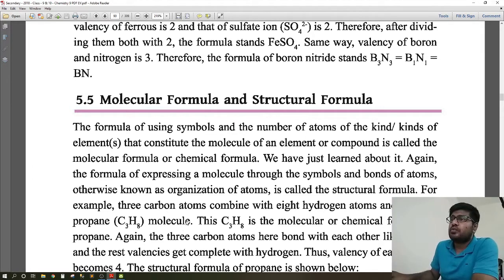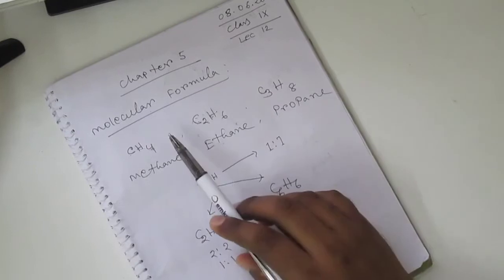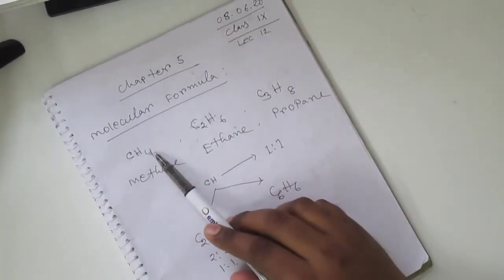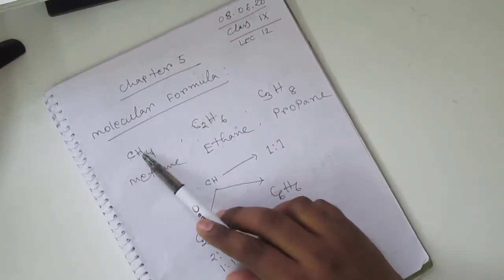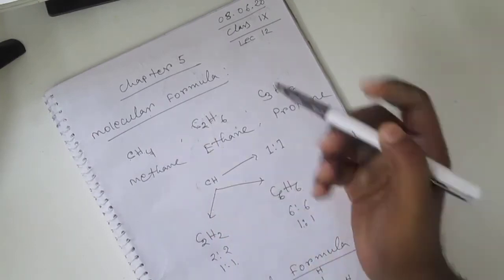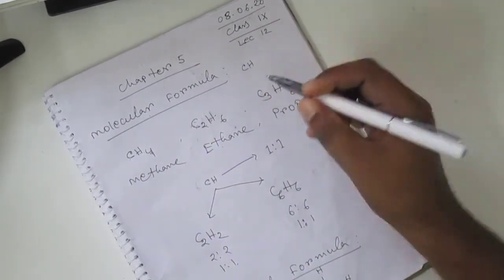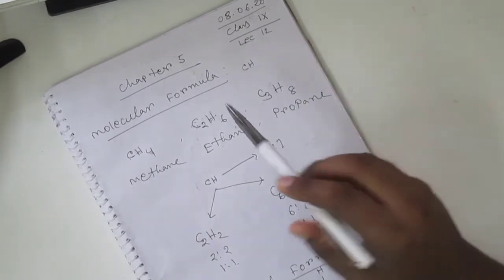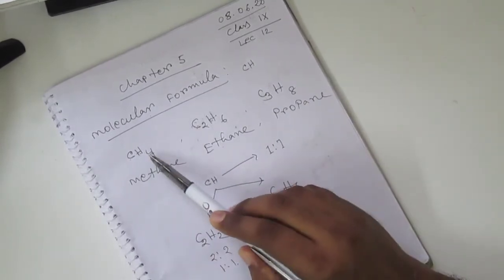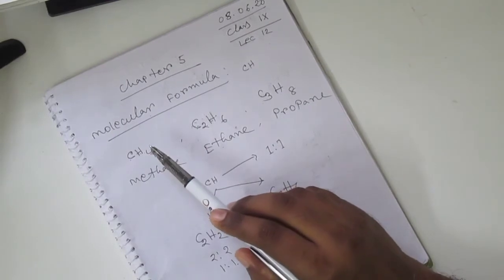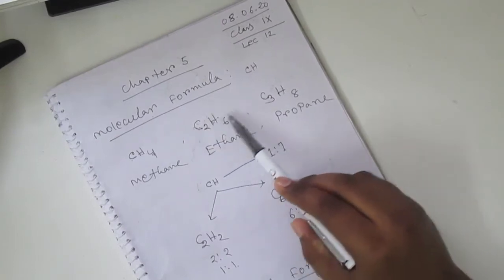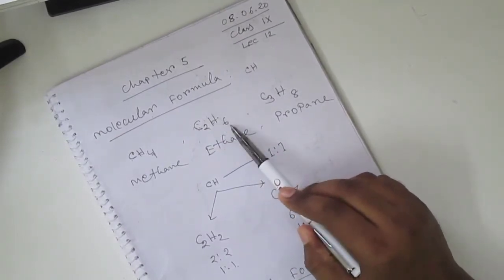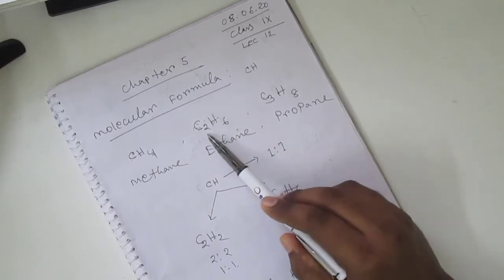So let us go to my copy. This is the molecular formula of methane, CH4. 1 atom of carbon is attached with 4 atoms of hydrogen. But if I write only C and H, it doesn't express methane. So to express methane, the number of hydrogen atoms, 4, must be given. In case of ethane, 2 atoms of carbon are attached with 6 atoms of hydrogen. So the number must be mentioned here.